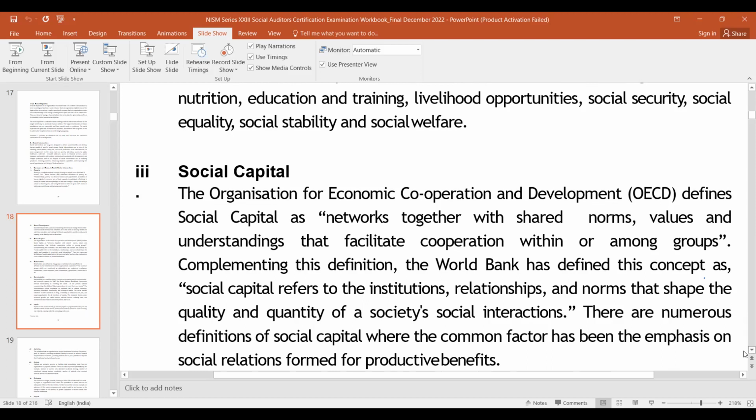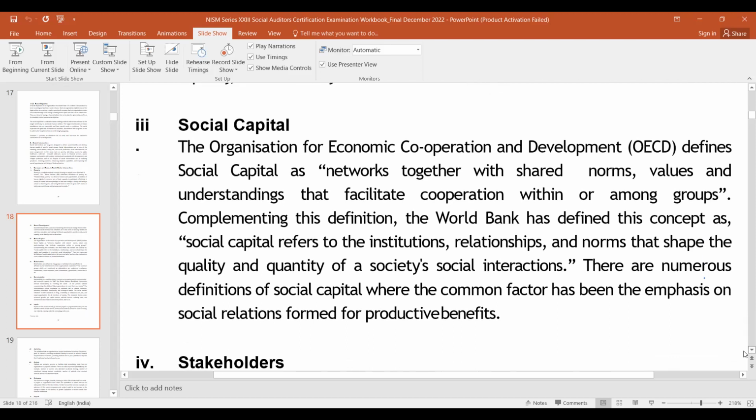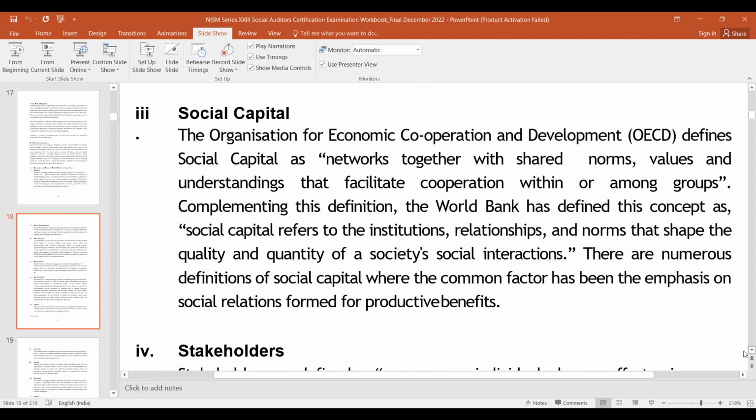So there are numerous definitions of social capital, where the common factor has been the emphasis on social relations formed for productive benefits. Now, can anybody tell me an example of such social capital where social relations are formed for productive benefits? You might have heard of Bunkar societies. You might have heard of various boards which are developed for rural artisans.